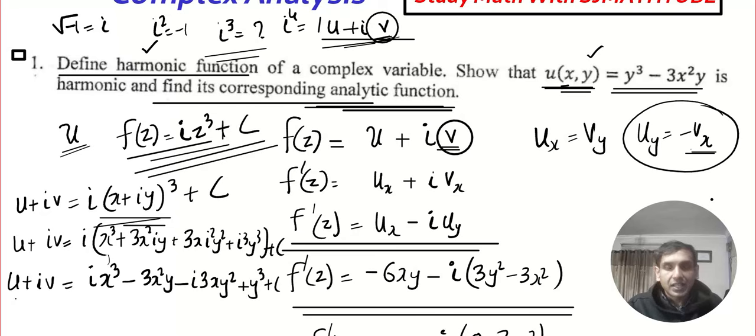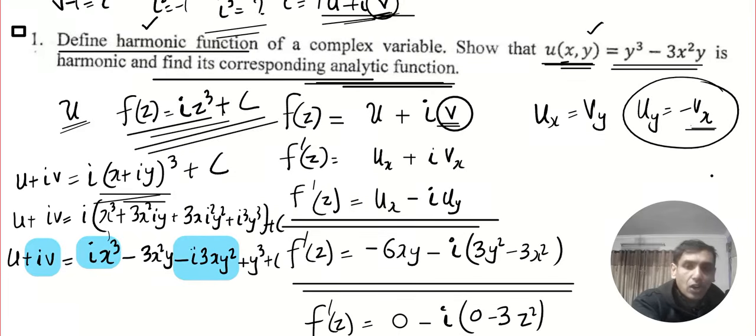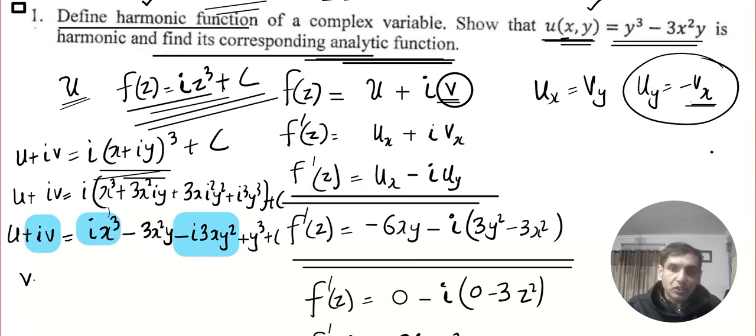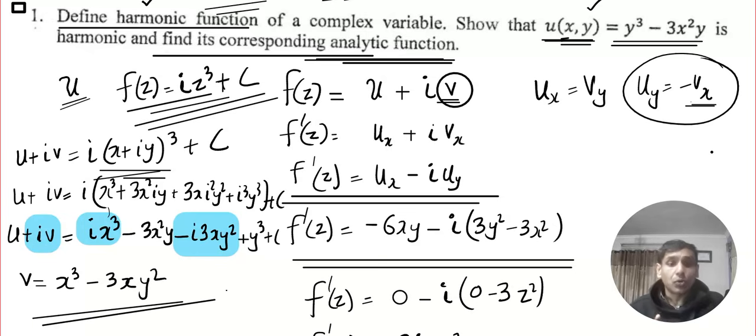Now look at this. When you compare both sides, you'll be able to see that I can equate the part that comes along with i, and that gives me v equals x cube minus 3xy square, and that is the harmonic conjugate.